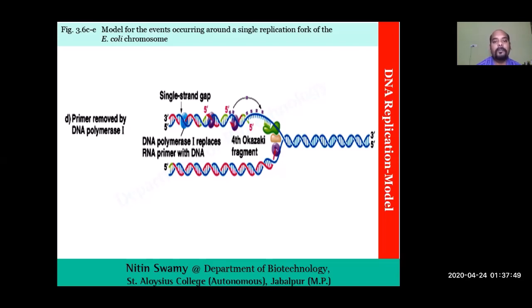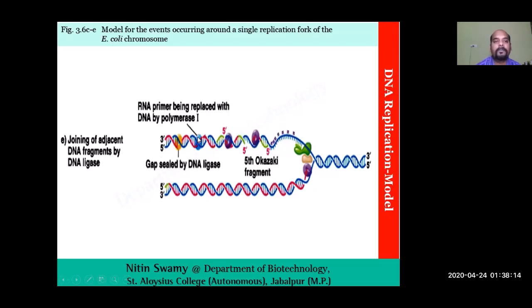It removes the RNA primer and makes the small DNA required on that patch, but there would still be some single strand gap left even after the functionality of DNA polymerase 1. Here we can see the fourth Okazaki fragment formation happening, and simultaneously DNA polymerase 1 is removing the RNA primer from these strands. In the last step, the RNA primer is replaced by DNA polymerase 1, as DNA polymerase 1 has 5' to 3' polymerization activity.